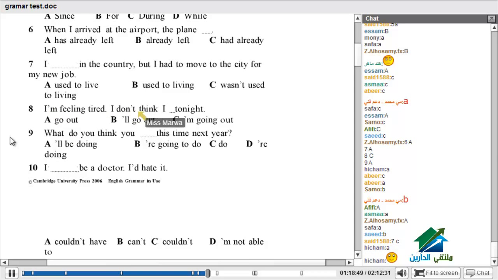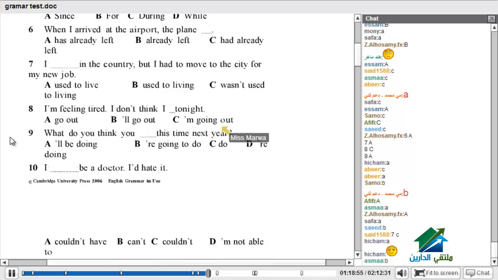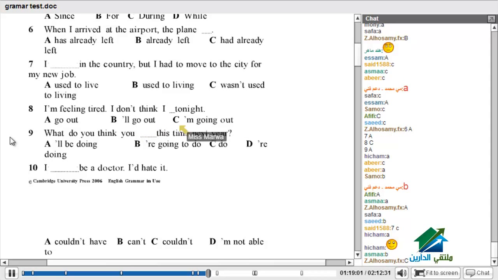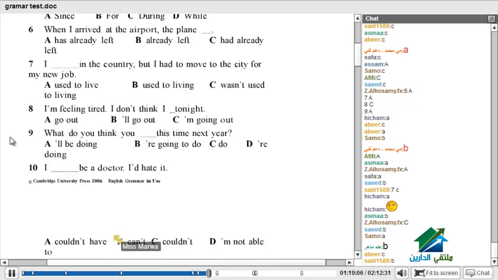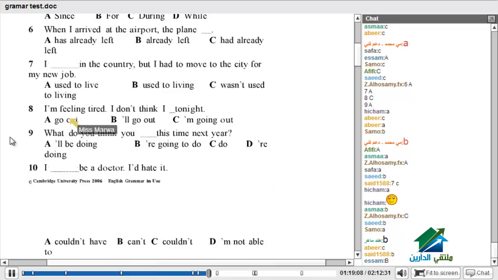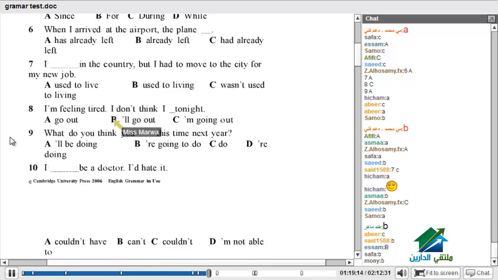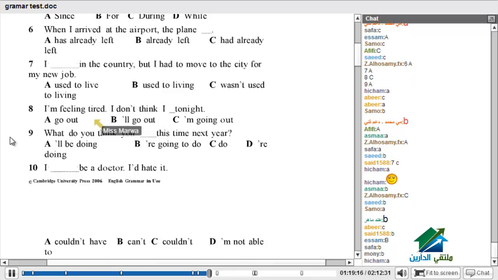Number eight. I'm feeling tired. I don't think I have tonight. Go out. I'll go out. I'm going out. B. Yes, yes. This is the right answer. B. I'll go out. Thank you.